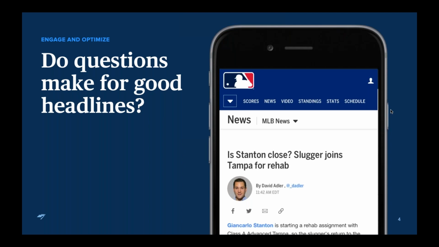And this example where we ask a question, but then also give some context to the answer works really well because people want to click and read more, but they also don't think they're being tricked into reading it, or it doesn't seem like a clickbait headline.